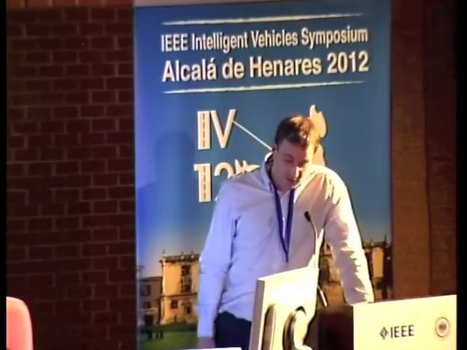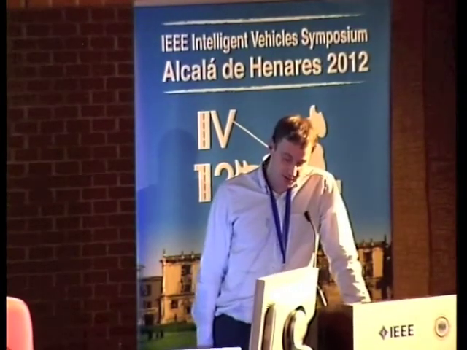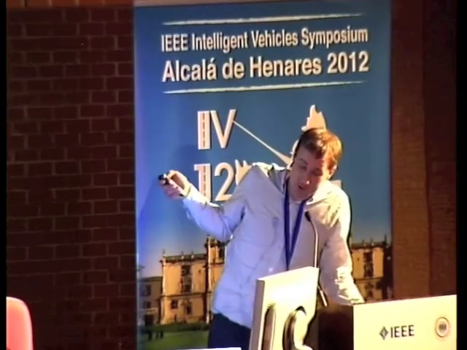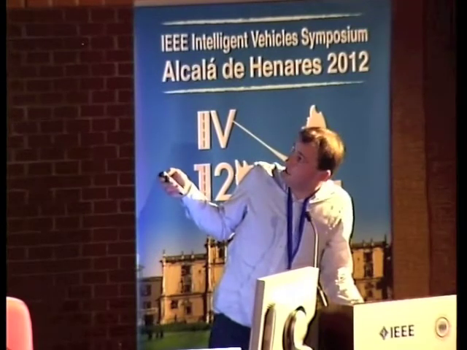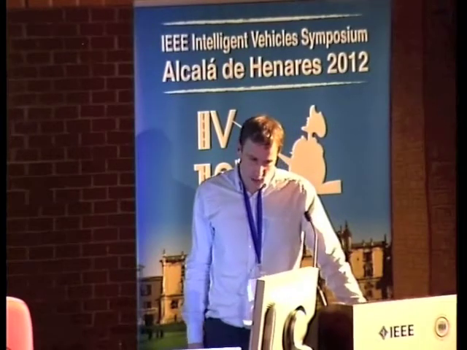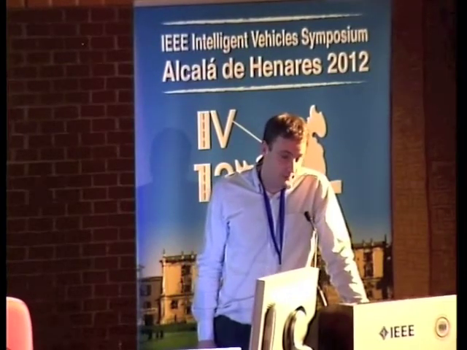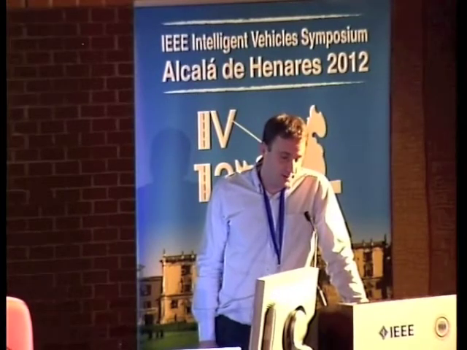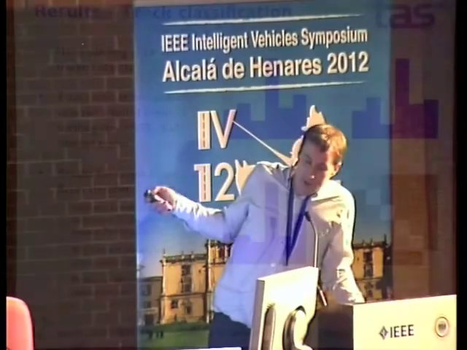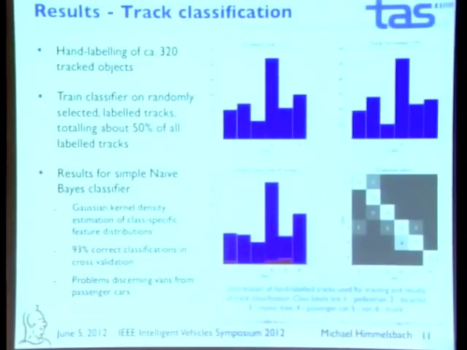So we hand-labeled approximately 300 tracked objects, and the distribution of these 300 objects among the classes is shown in this picture here, top left picture. Then we randomly split the set into two equally sized sets, one for training, one for validation. Sorry, this picture on the right shows the distribution of the training set, not the distribution of all the labeled tracks.